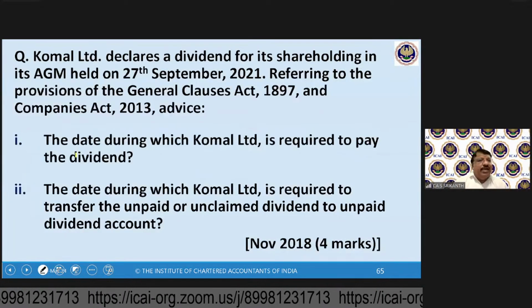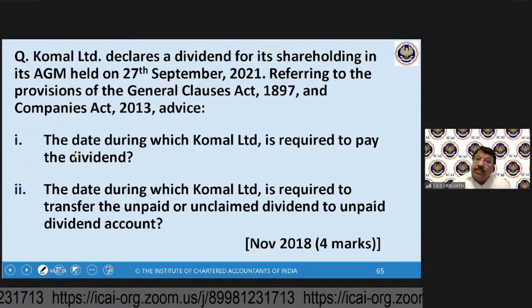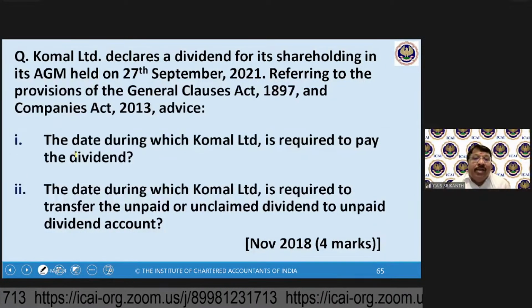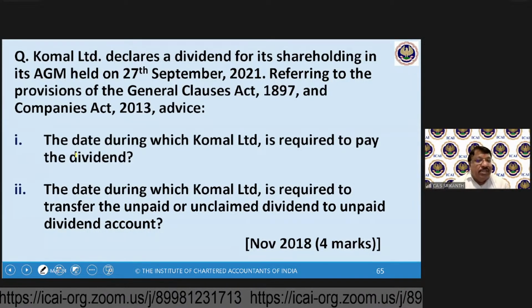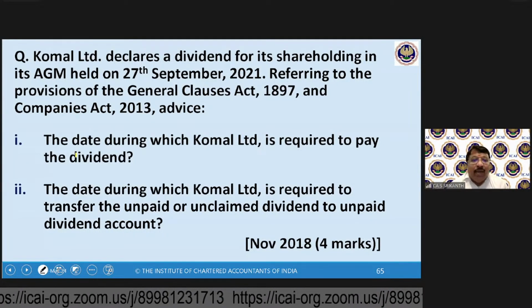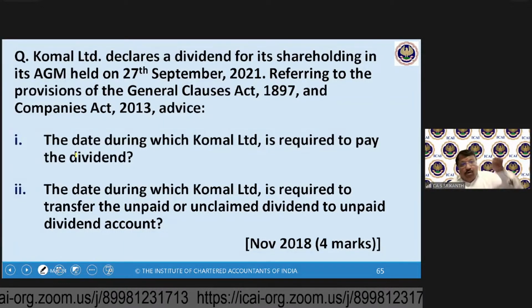So we have already studied dividend. So you are all experts in that topic. Therefore, you are expected to know. See, this question asked in the examination is a two-pronged question. It is testing you on the General Clauses Act and the Companies Act. See how you can say two prongs. So both you should know.